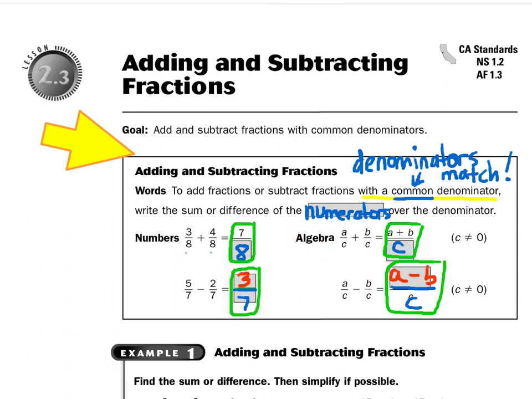And we could look at algebra real quickly. A over C plus B over C. When the denominators match, they're both C, so I copy the denominator, and then I would just do A plus B in the numerator, and I would box my answer.